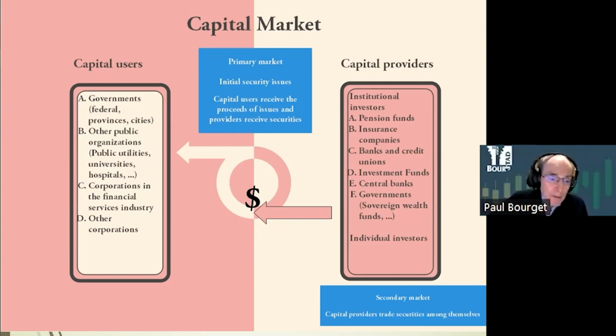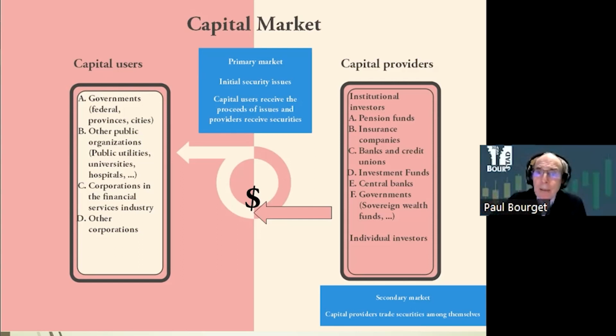Then we can look at private corporations. First, we make a distinction about the corporations in the financial service industry, because mostly these corporations will come to the capital market to get funds that they will use to lend money to either individuals like you and me, or to firms that just go to the bank to get money to invest in what they want to undertake.